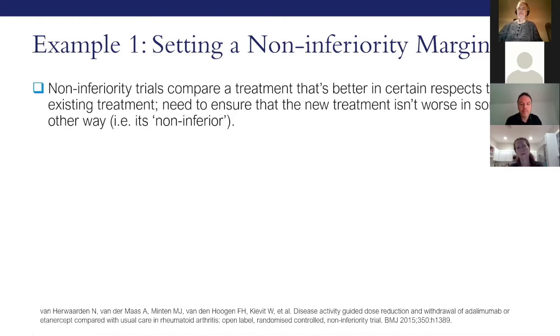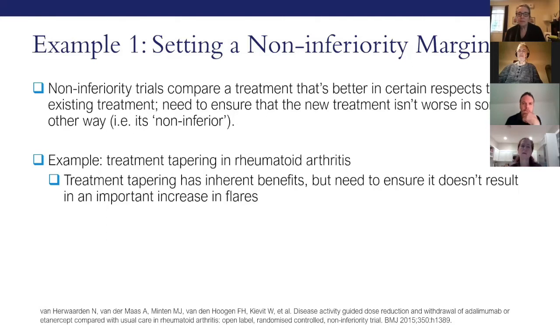So a non-inferiority trial is a trial where you have a new treatment or treatment strategy that's better in certain respects, often lower cost or with other advantages. And you want to make sure that the new treatment isn't worse in some other way, that it's not inferior. A really good example of this is treatment tapering. There are lots of trials coming out looking at drug tapering in rheumatoid arthritis. There are inherent benefits in that patients can be on less medication, but it's critical to ensure that tapering doesn't result in an important increase in flares.